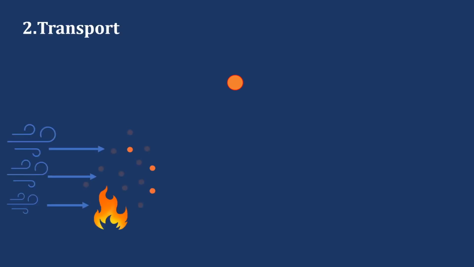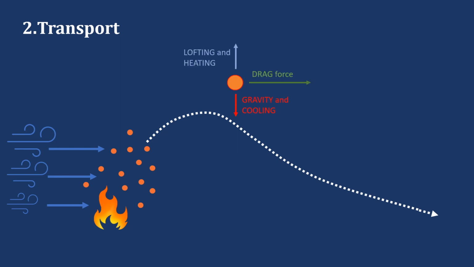Once the ember is lofted by the fire plume, it begins its wind-driven transport. Different forces act on the ember particle and influence its trajectory. These forces are affected by the wind's speed and direction, and also by the shape and size of the ember, as well as the type of combustion it is experiencing.